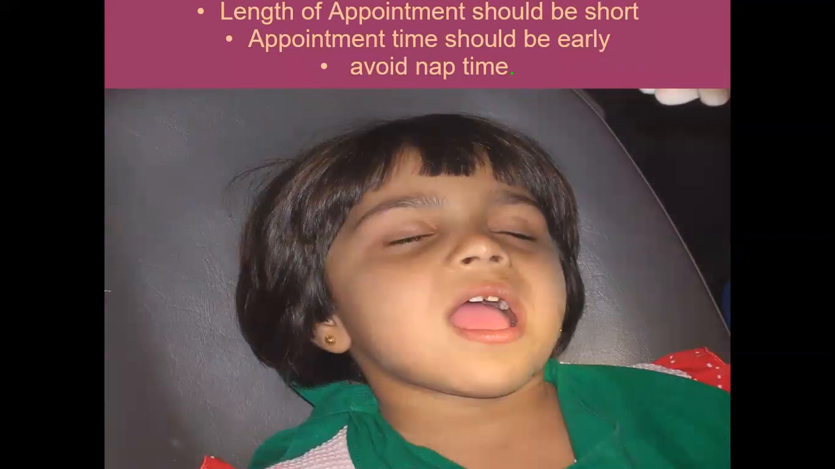Next is lengthy appointments. Make them as short as possible. If you want to do a lengthy procedure, try to make the appointment as short as possible. Okay, then the appointment time should be early morning. Okay, try to avoid the nap time. You don't want the child to sit on the chair and sleep, because you won't be able to do the procedure properly. So these three things are under the control of the dentist. That is, the length of the appointment should be short, the appointment time should be early, and avoid the procedure during the nap time.